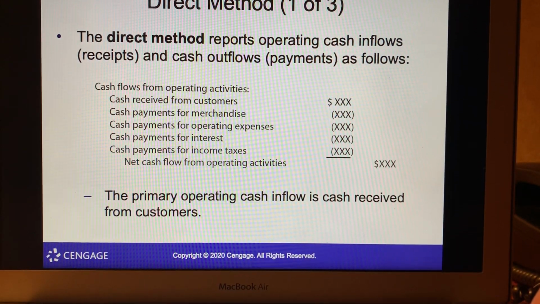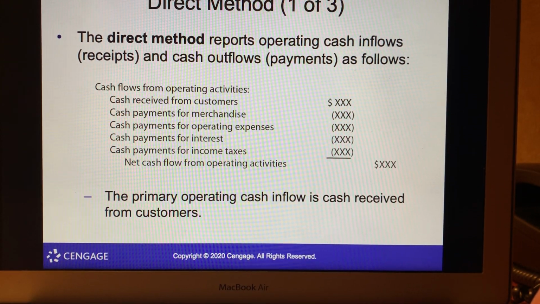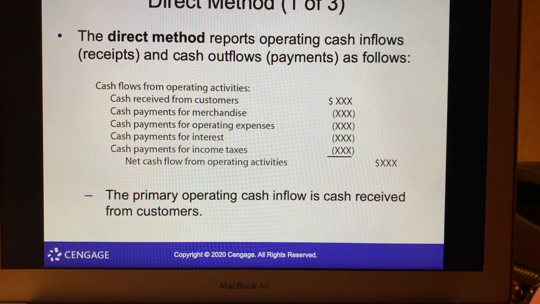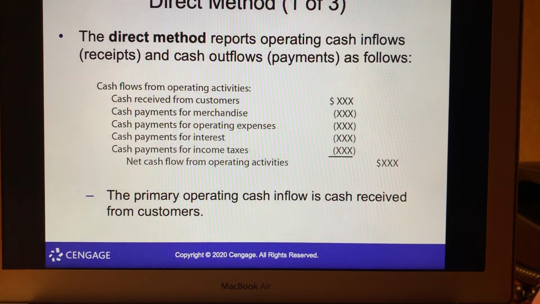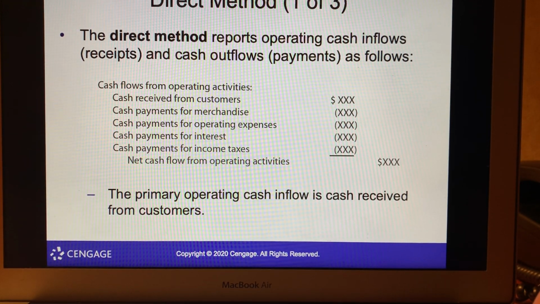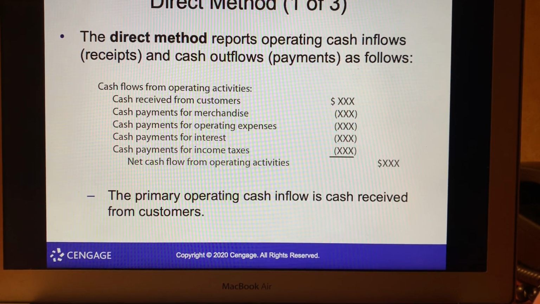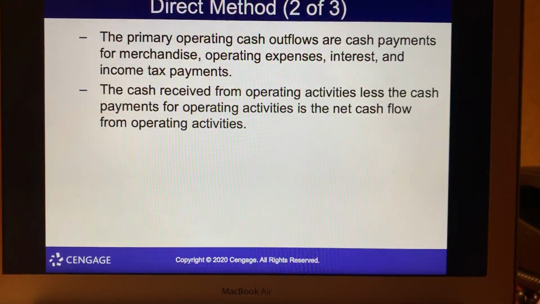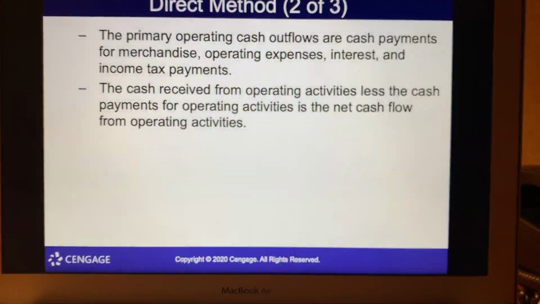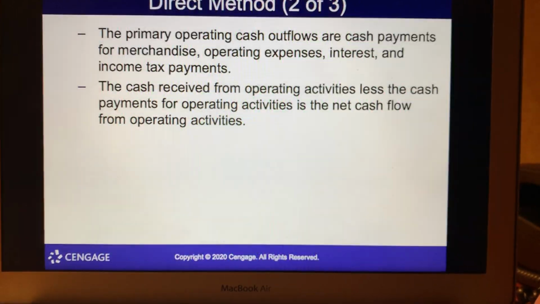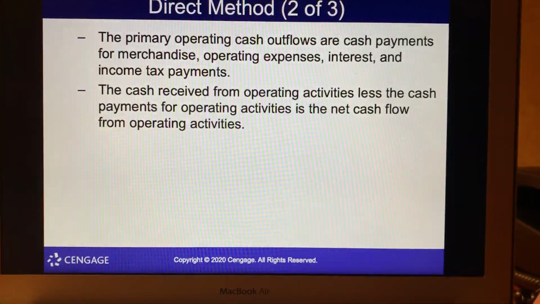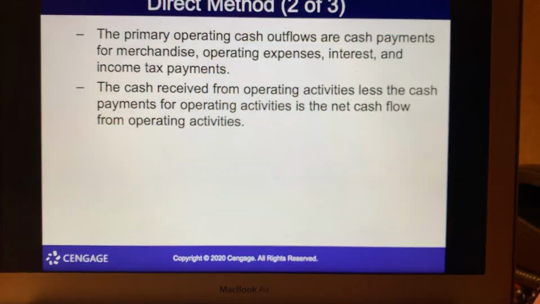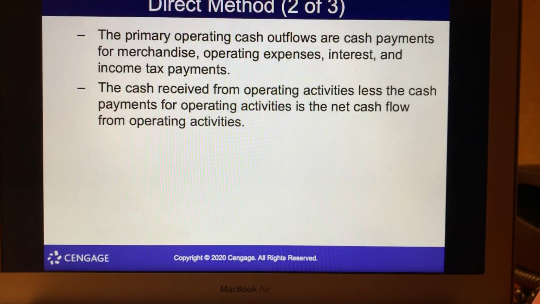So here's the direct method: cash received from customers, cash payments for merchandise, operating expense, interest, income tax, and net cash flow from operating activities. The primary operating cash inflow is cash received from customers. The primary operating cash outflows are cash payments for merchandise, operating expenses, interest, and income tax payments. The cash received from operating activities less the cash payments for operating activities is the net cash flow from operating activities.